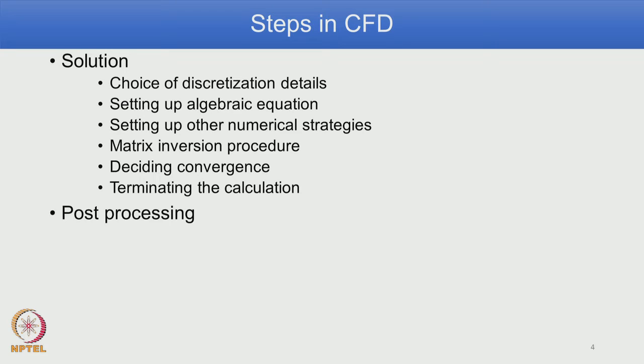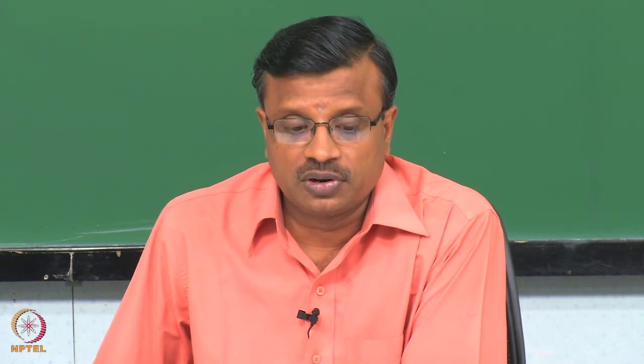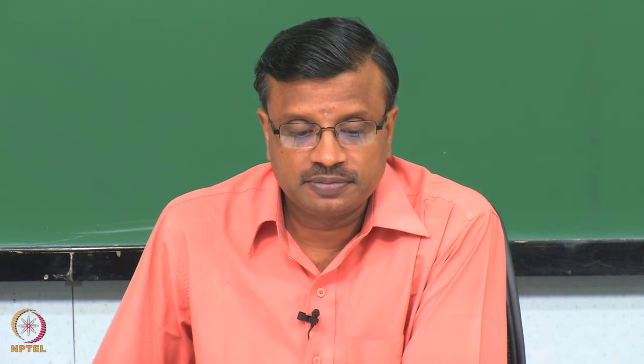Once we obtain the solution, then what are we looking for? It is post processing. So, you can visualize the results, you can visualize or plot only the primary variables. If you are solving for velocity, u, v, w are the primary variables. You can also plot the derivatives. Stream function is a derivative, vorticity is a derivative. You are also interested to find out, say for example, force exerted or thrust developed, that also can be estimated.